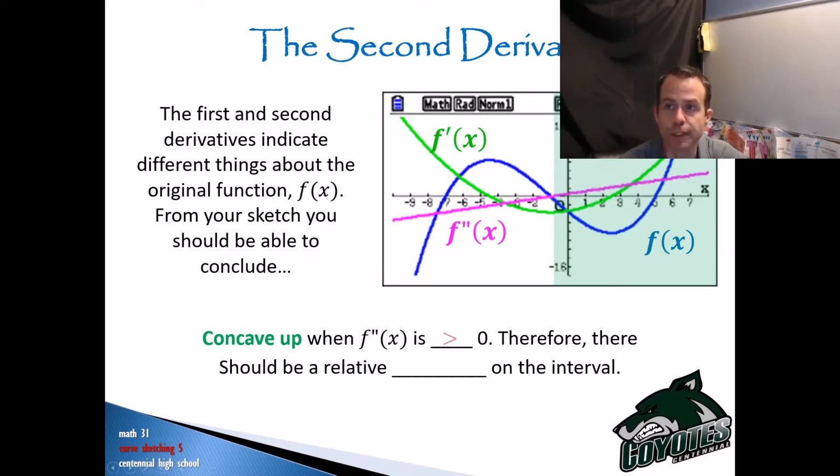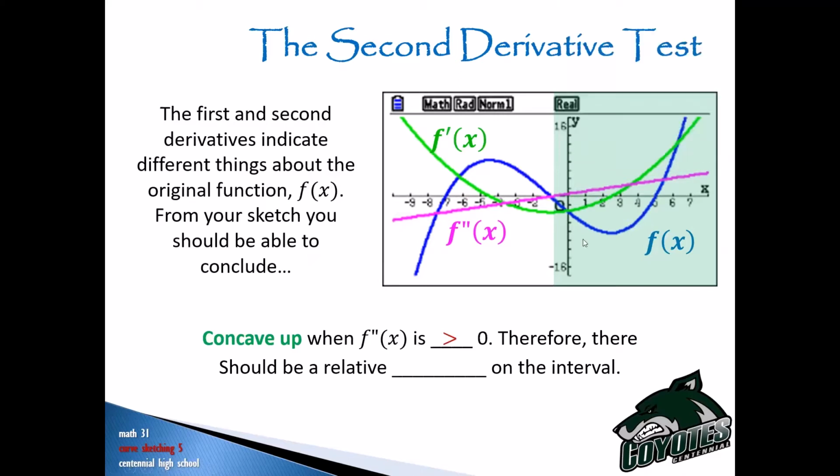Look at this green portion that I have shaded on the graph. For that whole time, the pink, which is the second derivative, is positive. So when the second derivative is positive on that interval, we should notice that there's a relative minimum there.